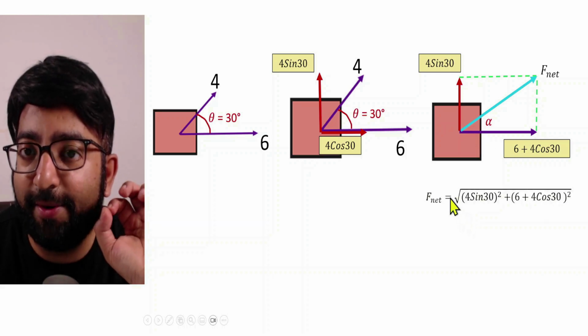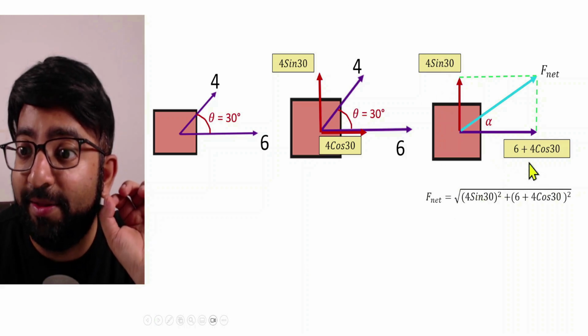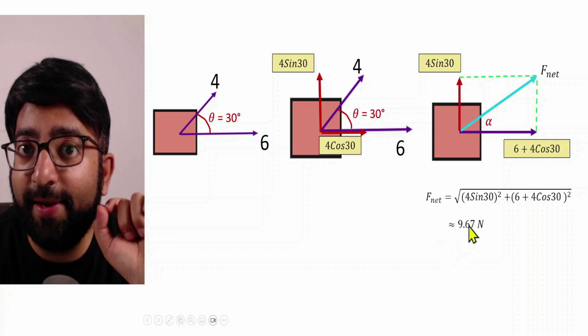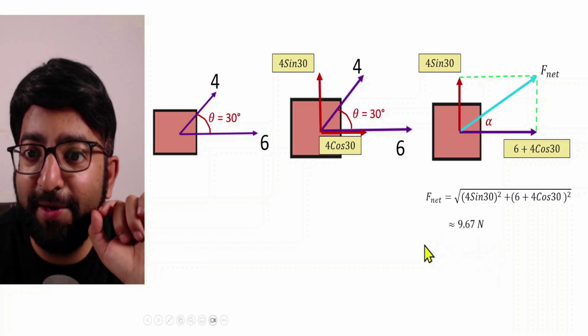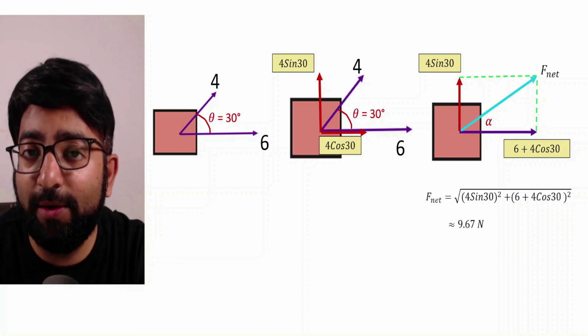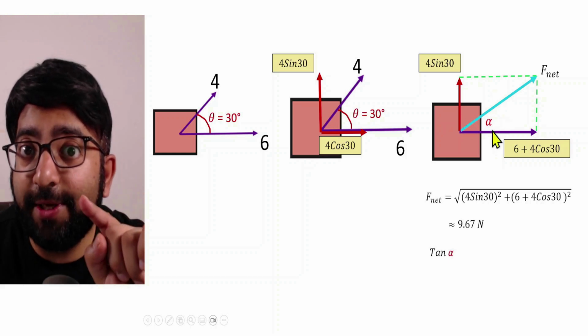So the net force magnitude will be given by the square root of 4 sine 30 whole squared plus the entire 6 plus 4 cos 30 squared. If we solve this, we will get approximately 9.67 newtons. And to find the angle alpha, we can use basic trigonometry, either sine, cos, or tan. So let us use tan alpha. Tan alpha will be opposite upon base.